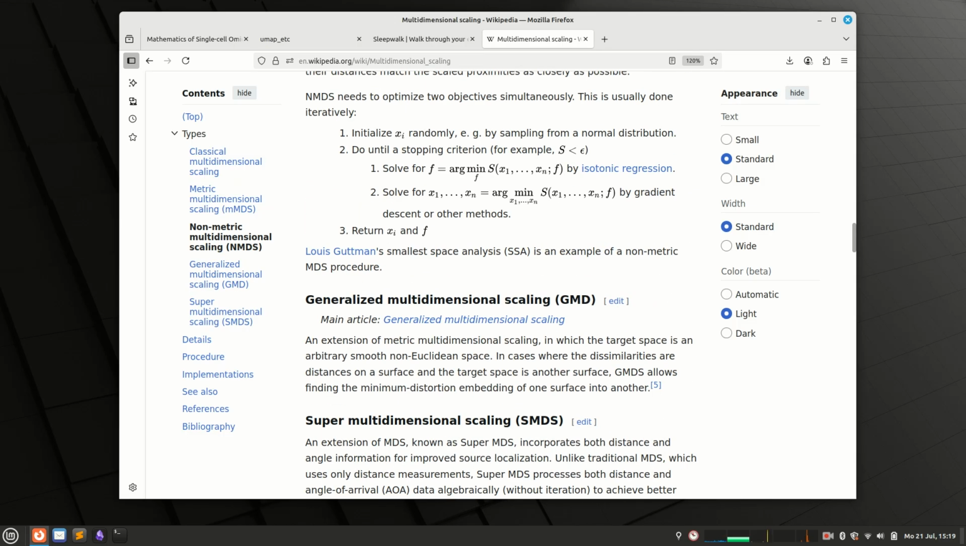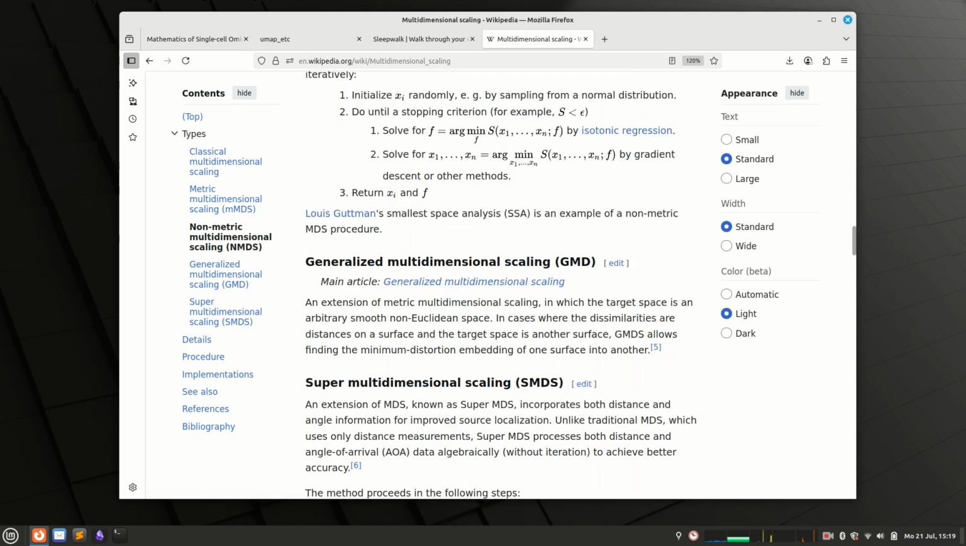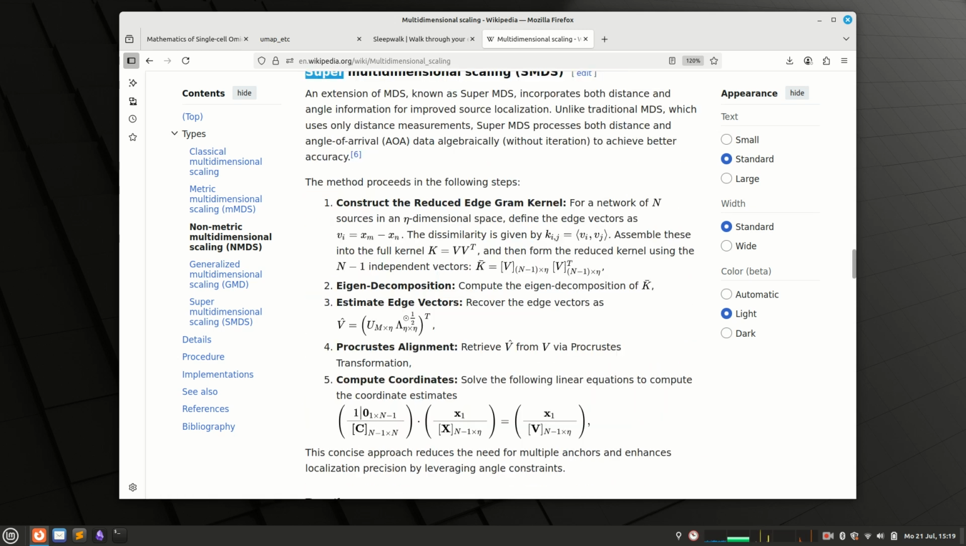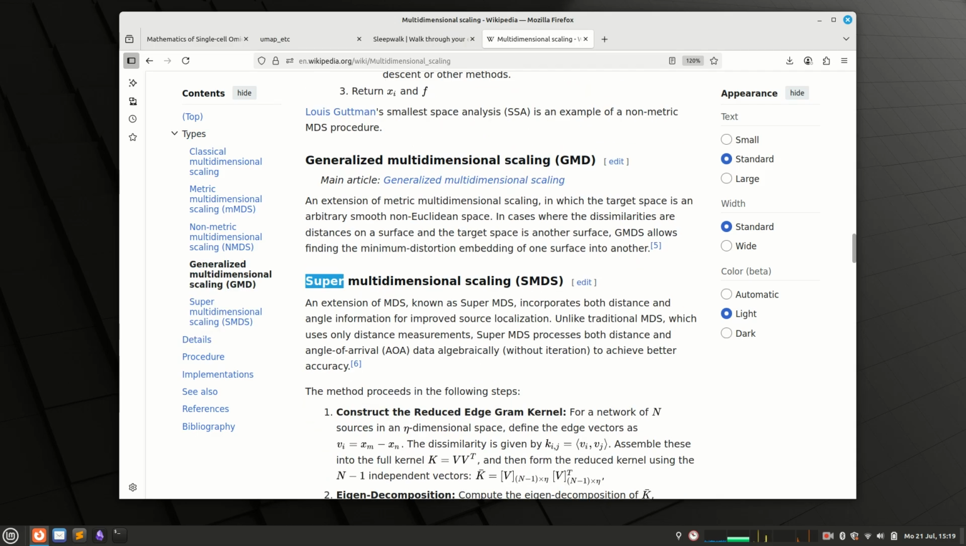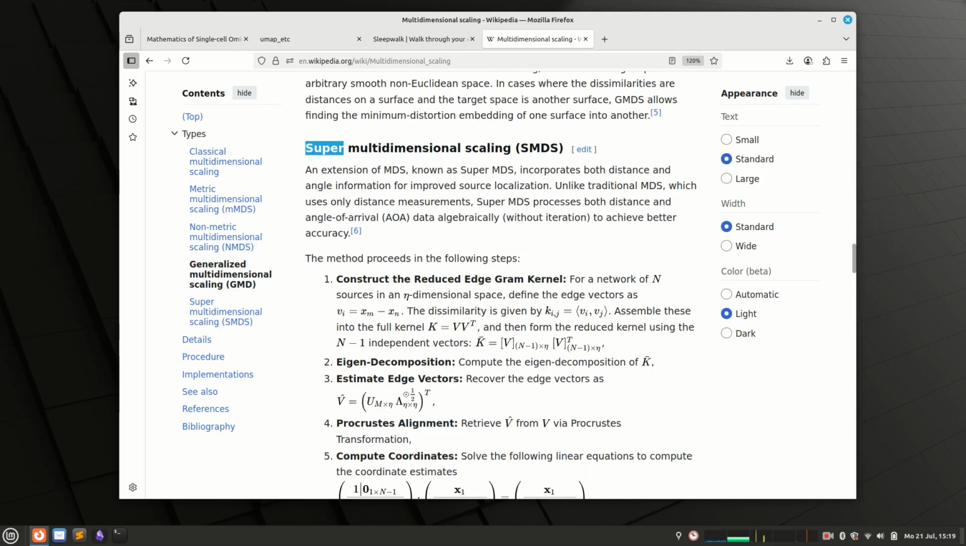That's how far I knew it. Now, by looking at the Wikipedia post, I saw that somebody tried to generalize it, somebody tried to make it super, and who knows what, but yeah, it didn't work that greatly.